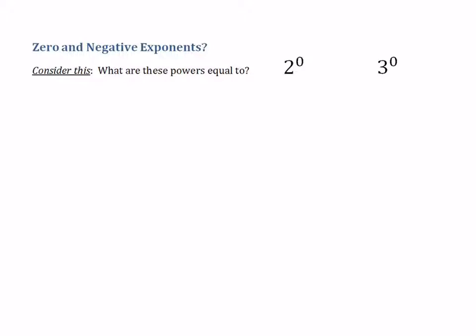So again, we're familiar with something like 2 to the 4th. Well, that means 2 times 2 times 2 times 2, which is 16. If we have 2 to the third, that's 2 times 2 times 2, that's 8. If we have 2 to the second, 2 times 2, that's 4. 2 to the first, okay, that's just a single 2. Well, then the question is, what is 2 to the 0?